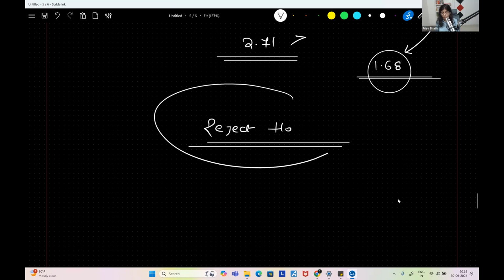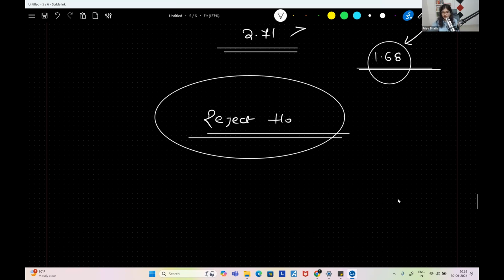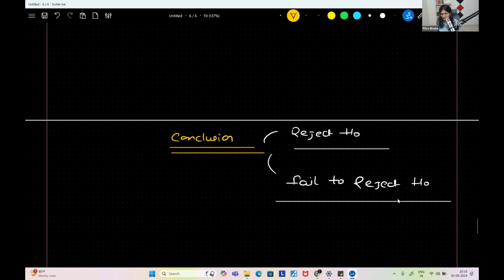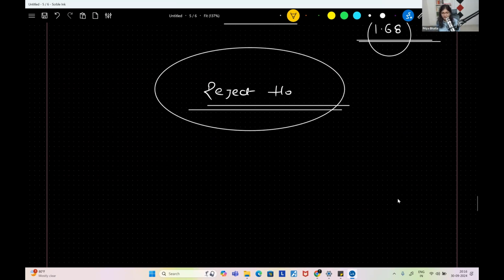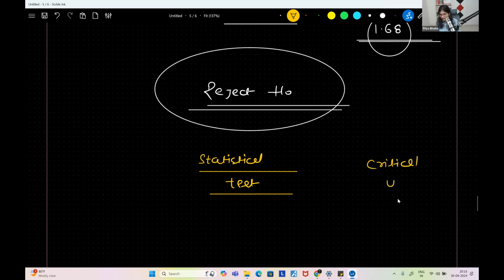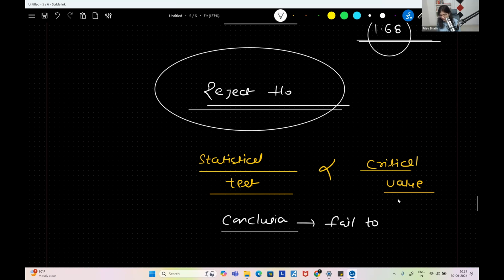So this is the flow of doing any kind of inferential stats. In this conclusion, we will reject the null hypothesis. This is the conclusion. So always remember, whatever statistical test you are getting, you will compare that test value with a critical value. If that critical value is bigger than the statistical test value, then you will conclude that I fail to reject the null hypothesis.